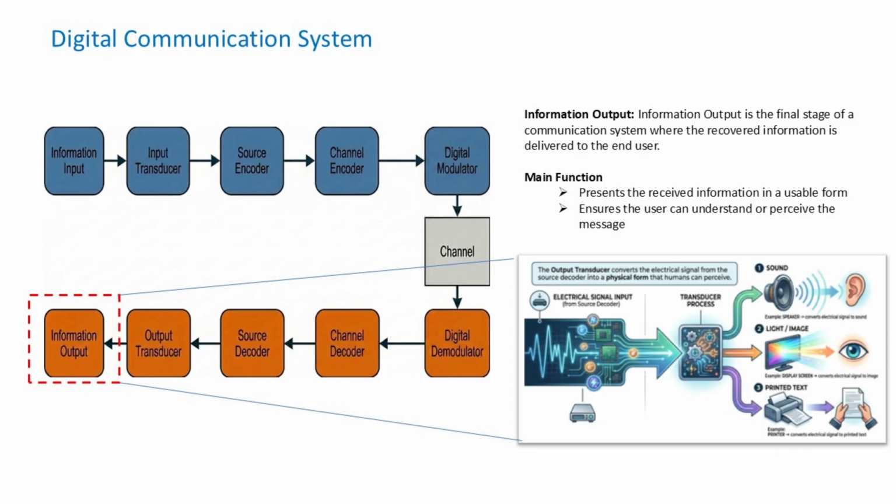This is the final stage of the communication system, where the recovered information is delivered to the end user. Its main function is to present the received information in a usable and meaningful form, ensuring that the user can clearly understand or perceive the original message. And with this final step, the communication process is complete. From the original source all the way to the final user, we can now clearly see how information is transmitted, processed, and reconstructed in a digital communication system.